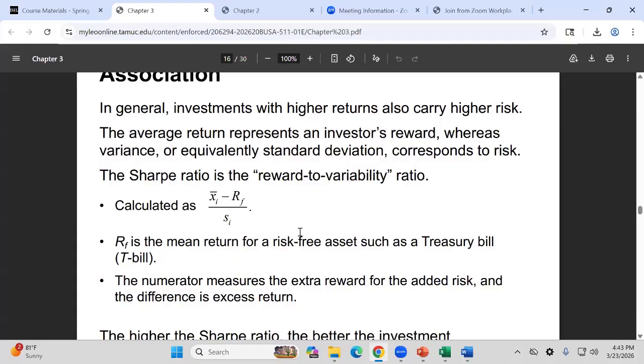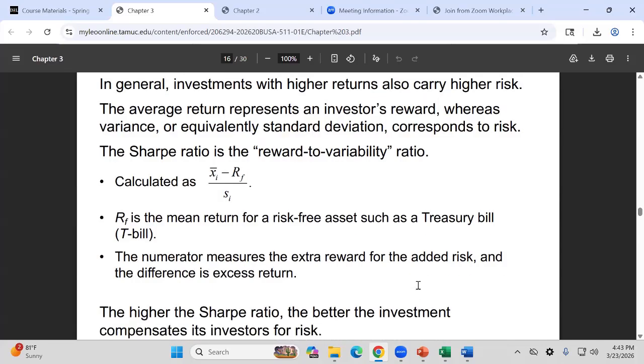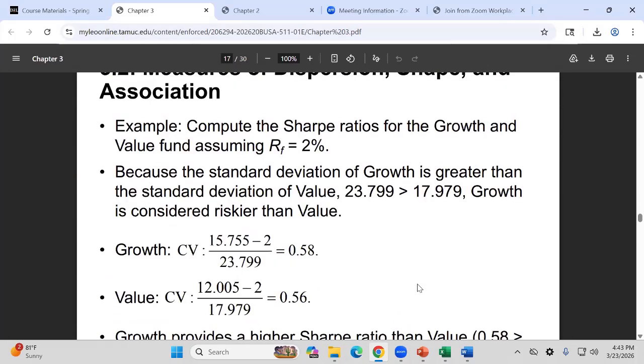Risk will be represented by the standard deviation of the return. That's why you need to divide the difference in return by the standard deviation. This is how you calculate Sharpe ratio. And this shows you an example. You don't need to worry about Sharpe ratio for this course because this is not a finance course. But you can see how we use centrality and dispersion in reality.